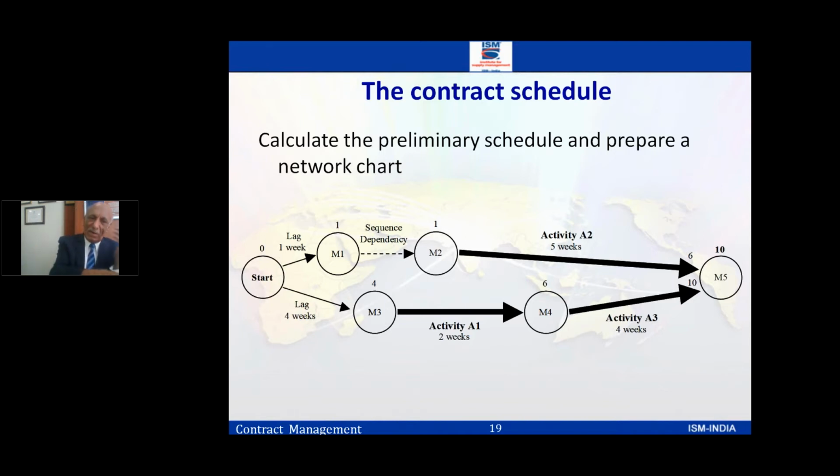But if there's a delay in the bottom path from start to M3 to M4, M5, any activity, if it gets delayed by even a day or a week, it affects the whole thing. So in the upper path, I've got a slack, I've got a lag period around, but in the bottom one it's very critical. So that's what we call the critical path.